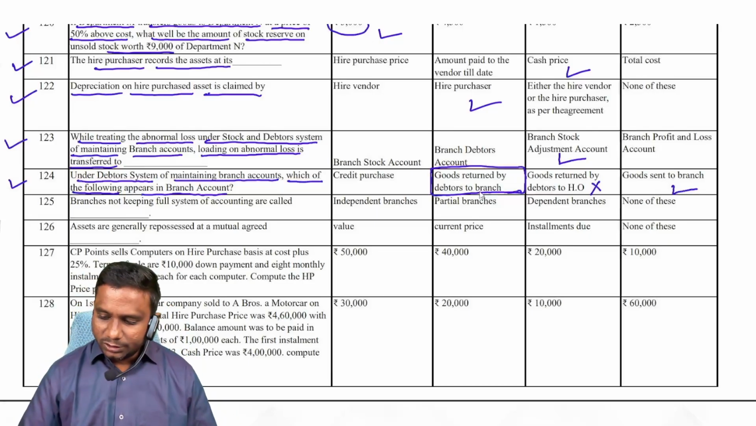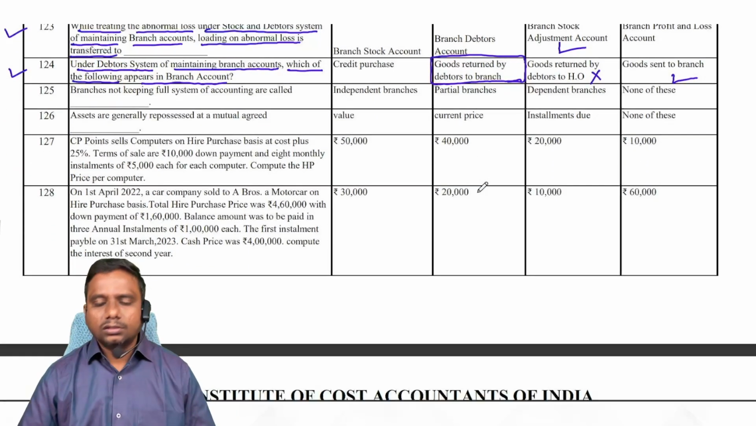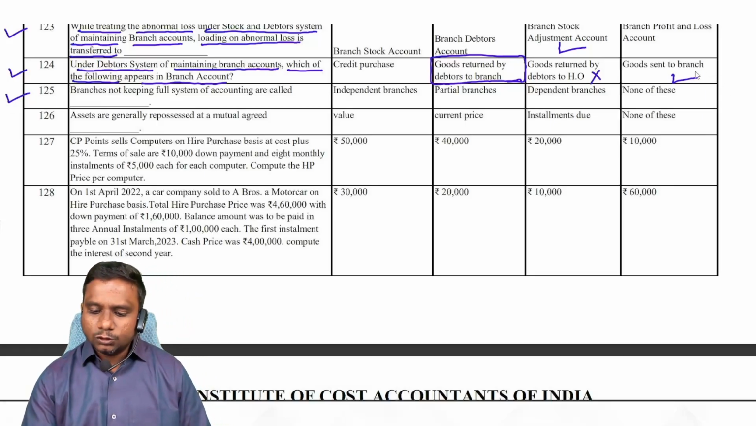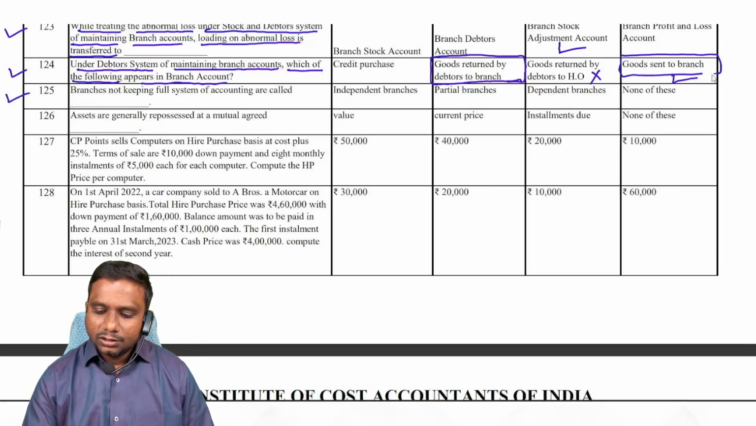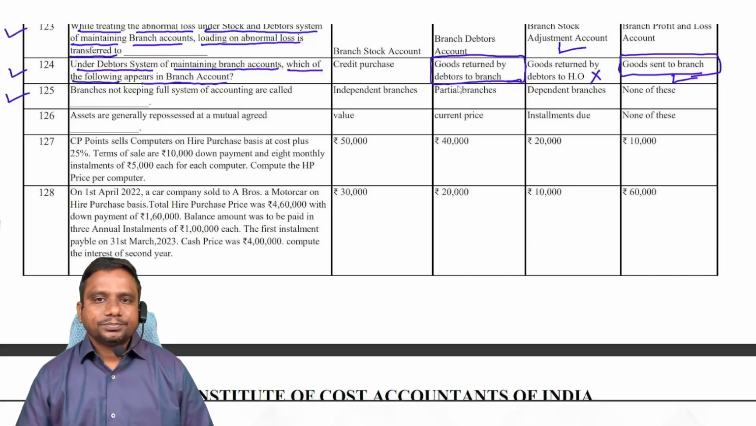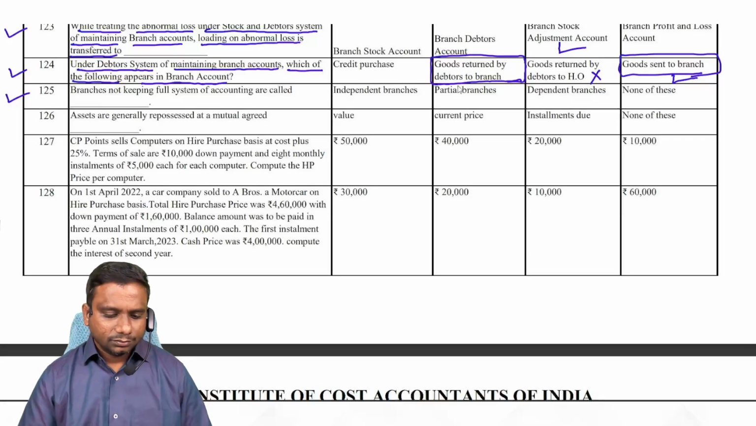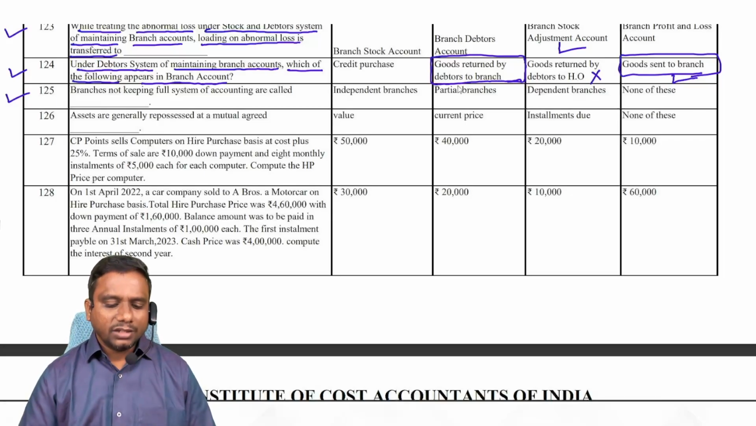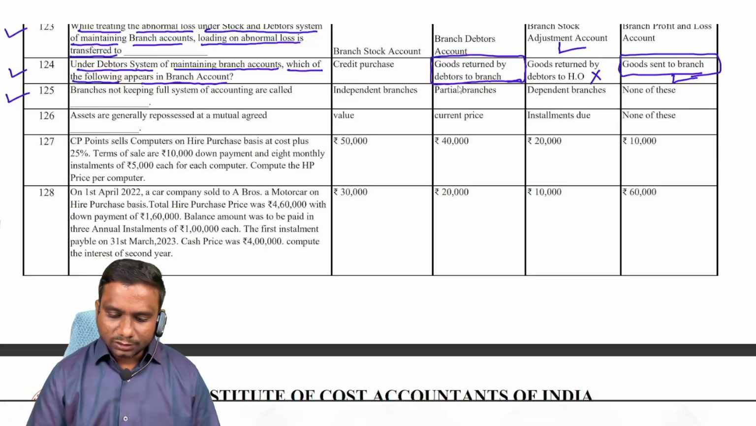So here there is a little bit of controversy. But after my knowledge, the answer is goods sent to branch. This will appear in branch account, because goods returned by debtors will not be recorded in branch account. Clear. Next one.